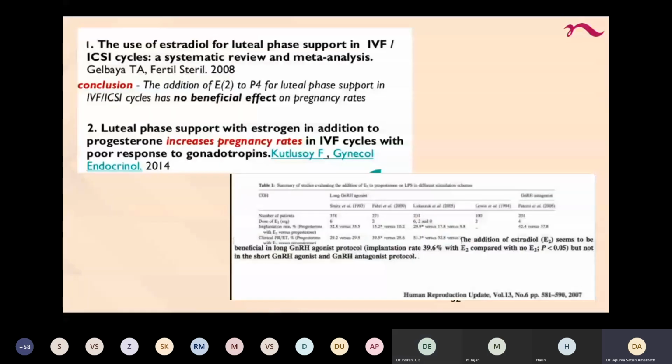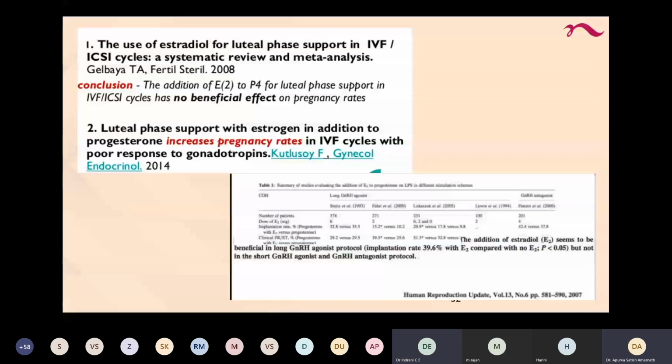So there are multiple papers that have been published in terms of estrogen. One that was published in 2008 in Fertility and Sterility was on the use of estradiol for luteal support in IVF ICSI cycles. This was a meta-analysis. This was done on agonist cycles and not the antagonist cycle. It showed that addition of E2 to P4 for luteal support in ICSI IVF cycles has no additional benefit on pregnancy rates.